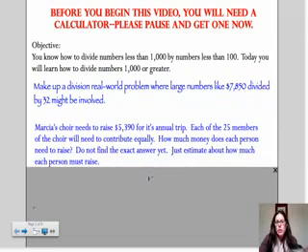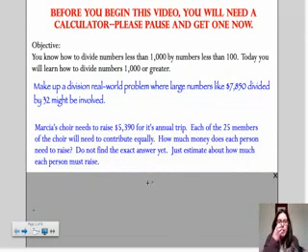So, excuse me. Here's our problem of the day. Marcia's choir needs to raise $5,390 for its annual trip. Each of the 25 members of the choir will need to contribute equally, because equally is only fair. How much money does each person need to raise? So we do not find the exact answer yet. We're going to estimate about how much each person must raise.